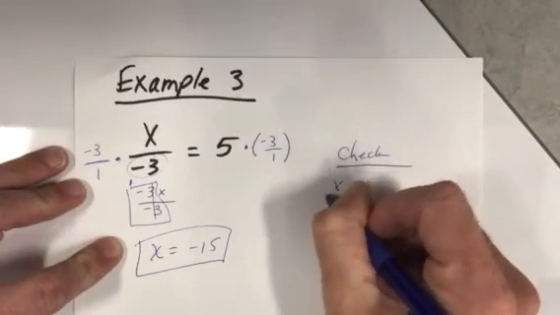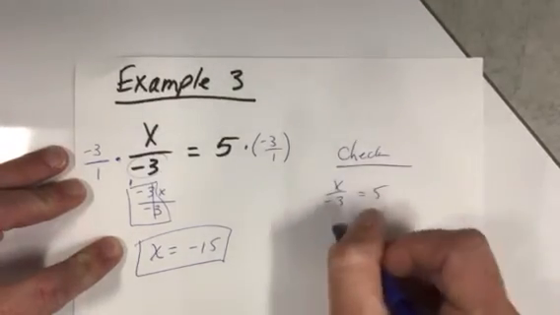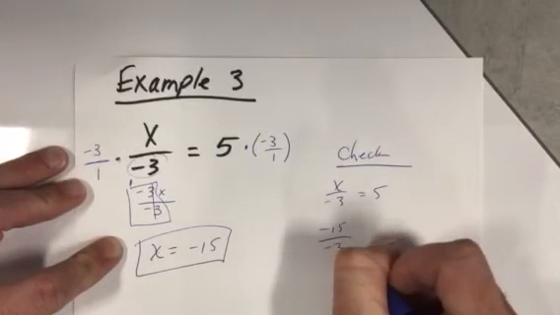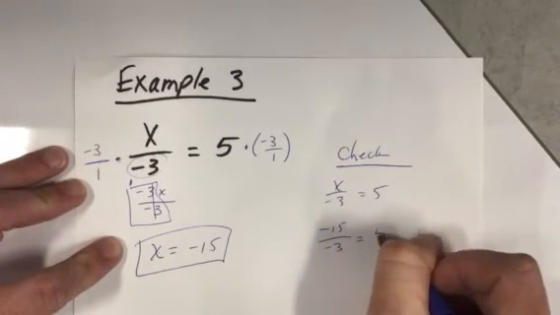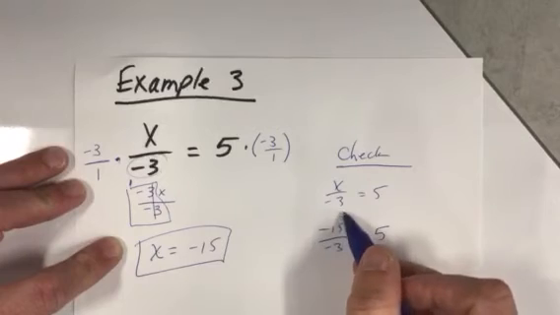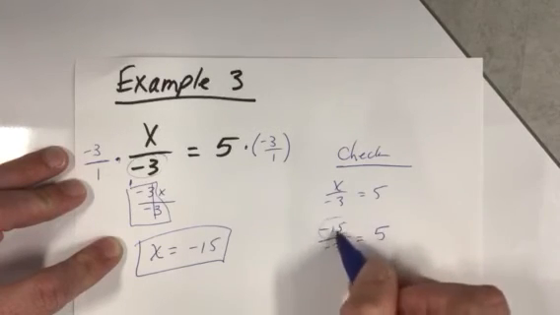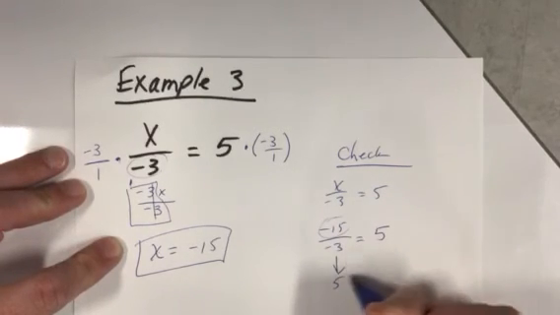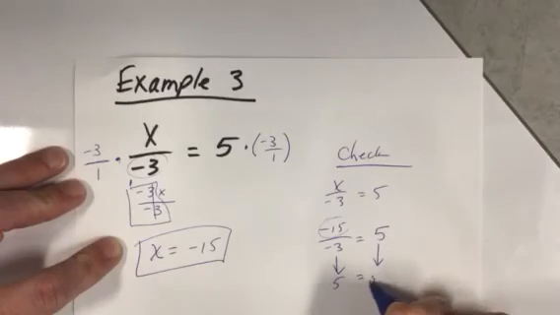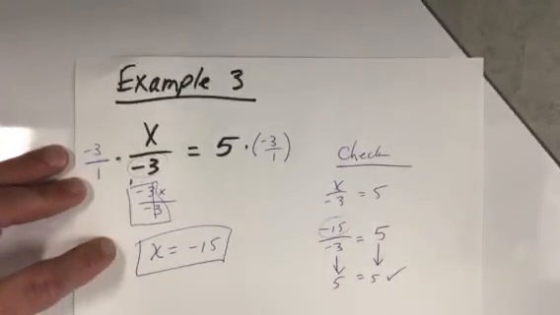So x over -3 is equal to 5. -15 over -3 is equal to 5. So substituting that value in, and then simplifying it down, this gives us 5. This gives us 5. It checks out. It makes it true.